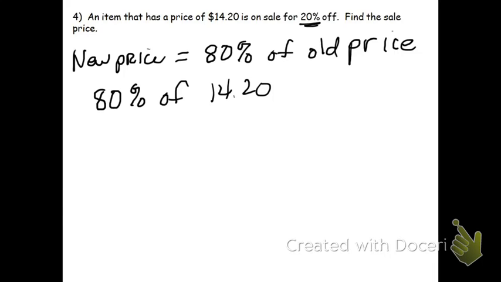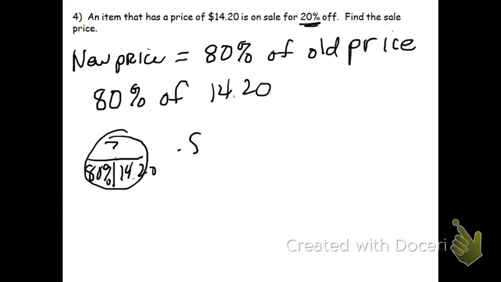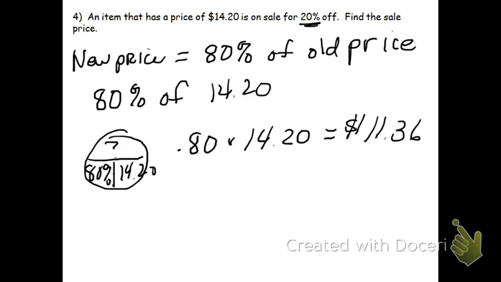Okay, so if we think of our percent circle, I've got the percent, that's 80. I have the whole, which was the original price of $14.20, and I'm looking for the new price. And again, this tells me to multiply those together, so I write 80% as a decimal, so that's going to be 0.80, and then I multiply it with my $14.20, and I end up with $11.36. So the sale price is $11.36.